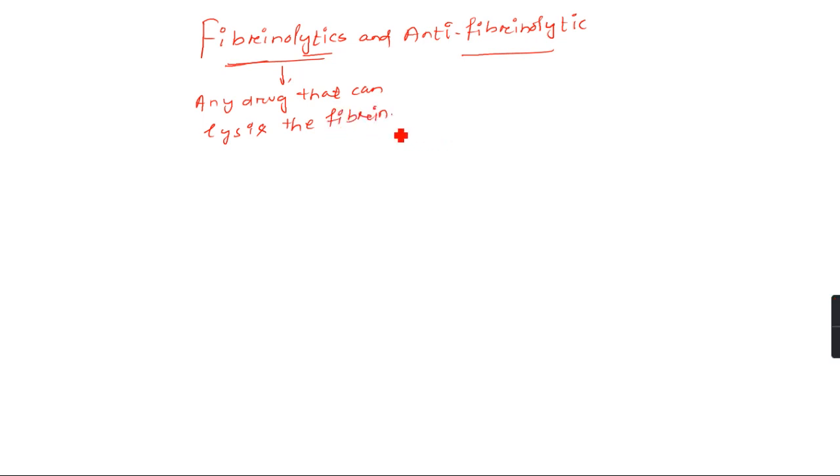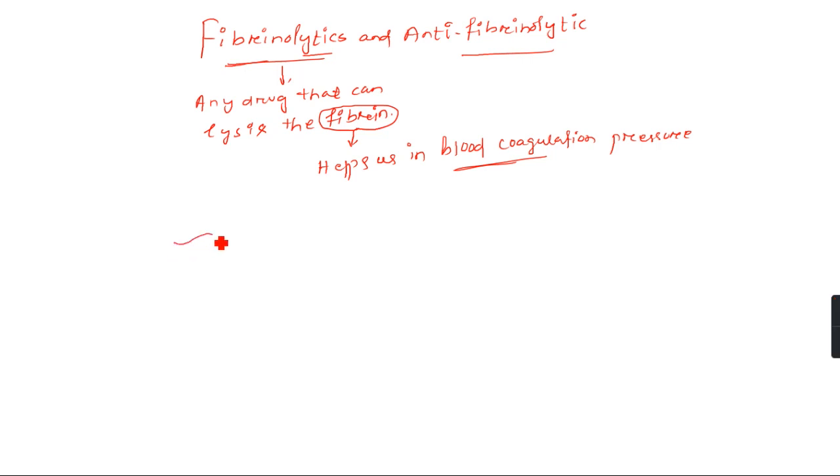Then the next important term is fibrin. What is the role of fibrin, or what is fibrin? Fibrin helps us in the blood coagulation process. Then what is blood coagulation? Blood coagulation means a process by which our blood gets coagulated when there is any rupture in any blood vessel.